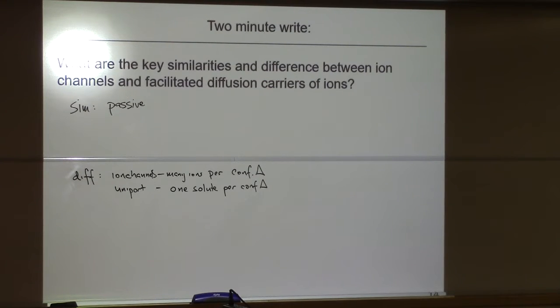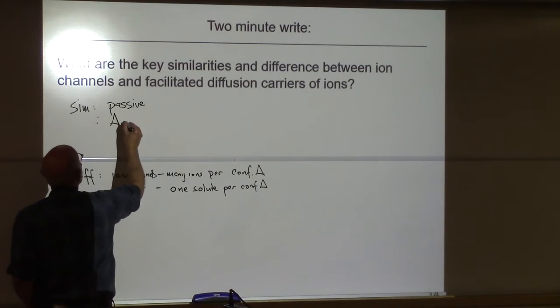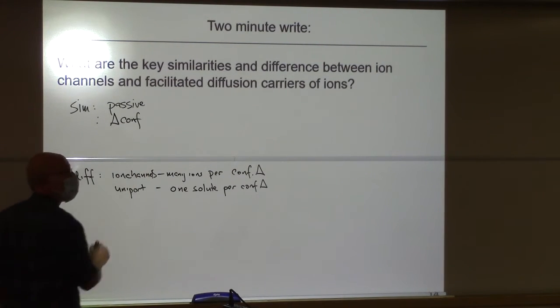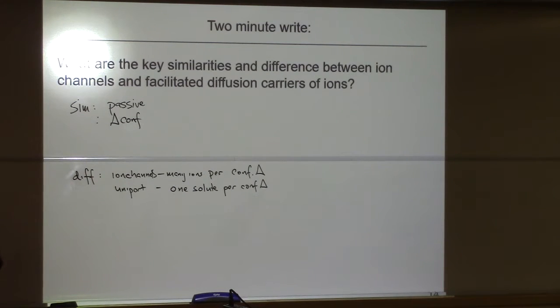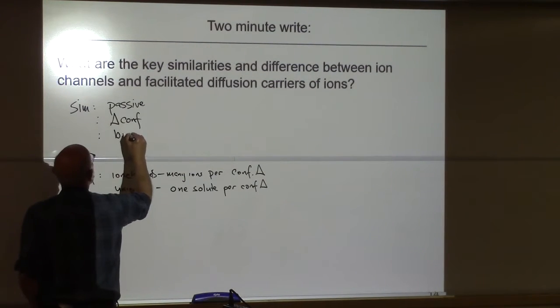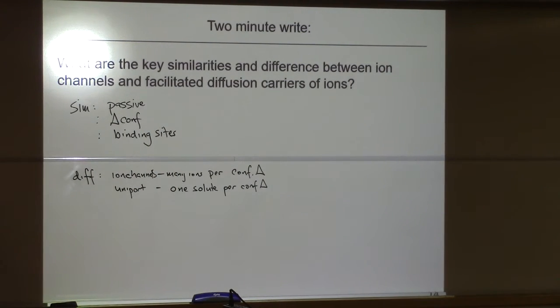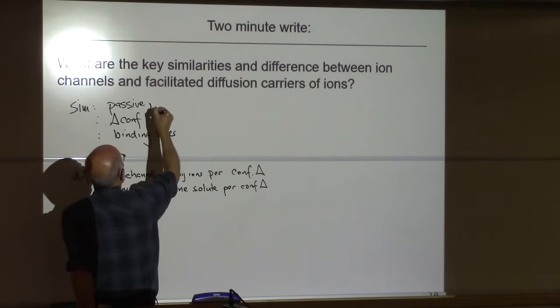I was going to say they both go through conformational changes. Okay, yeah. So a similarity is they undergo conformational changes. Excellent. Sophie: They have binding of solute. Is that a similarity or a difference? A similarity. Yeah, so they both have binding sites. They both go down the concentration gradient. That's pretty much a definition of passive, but good.